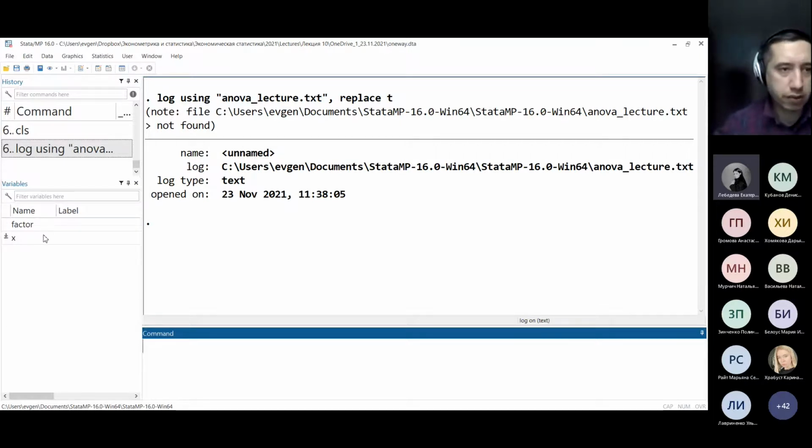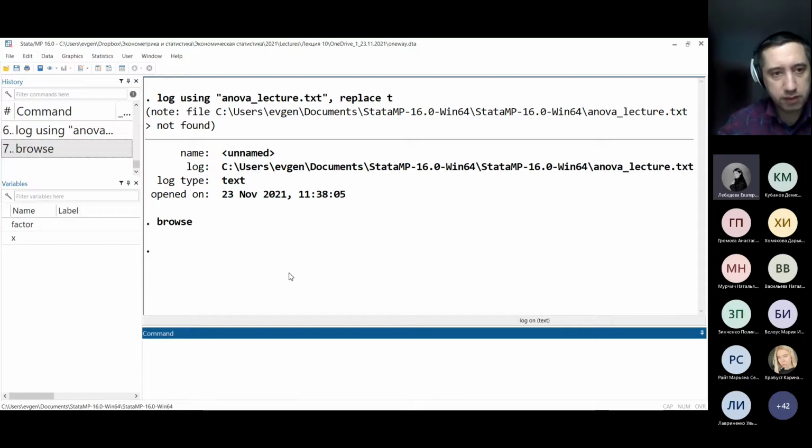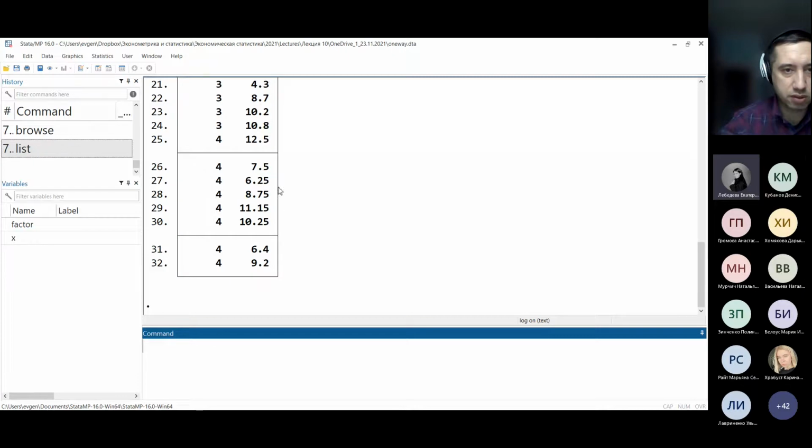Now if we look at our variable list, we see that we have just two variables. We can open the spreadsheet of our data using the command browse. Look, in contrast to my screenshots in my lecture slides, we have just two columns. One column is x. X is our response variable, and in total we have 32 observations. One column is x, another column is the factor variable. Another way to look at our spreadsheet is to use the command list.